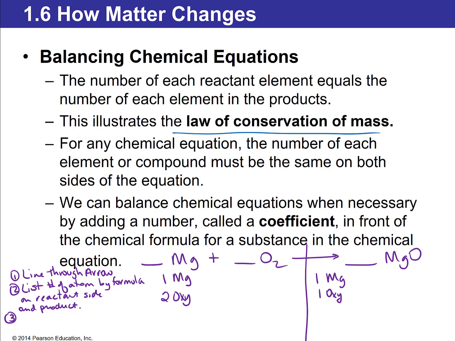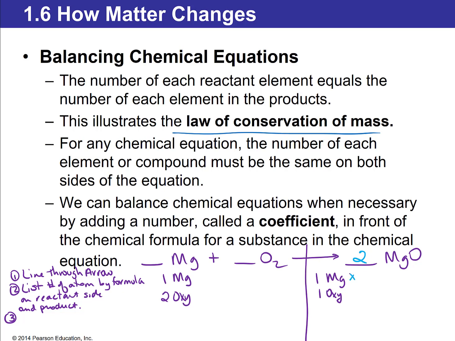So my magnesiums are already balanced. They're already 1 and 1. The one that's not balanced is the oxygens. So if I have 2 oxygens according to the formula on the reactant side and only 1 on the product side, that means how many magnesium oxides do I have to make in order to have 2 oxygens? How many magnesium oxides, MgOs, would I need to have 2 oxygens? I have to have 2. So I'd have to have 2 of those, right? So 2 MgOs. That would give me 2 oxygens.